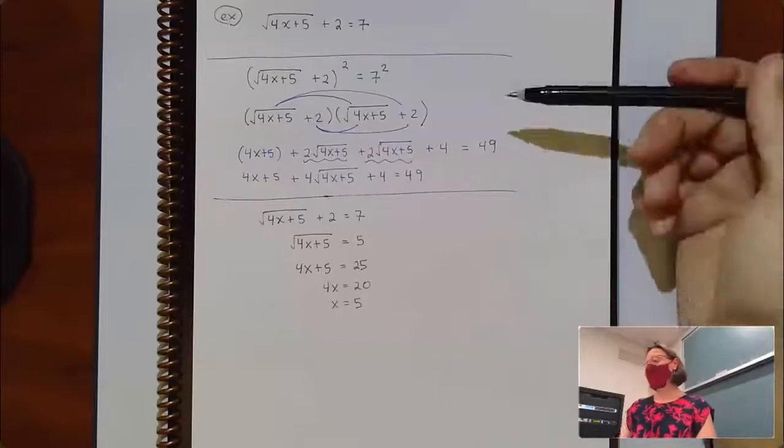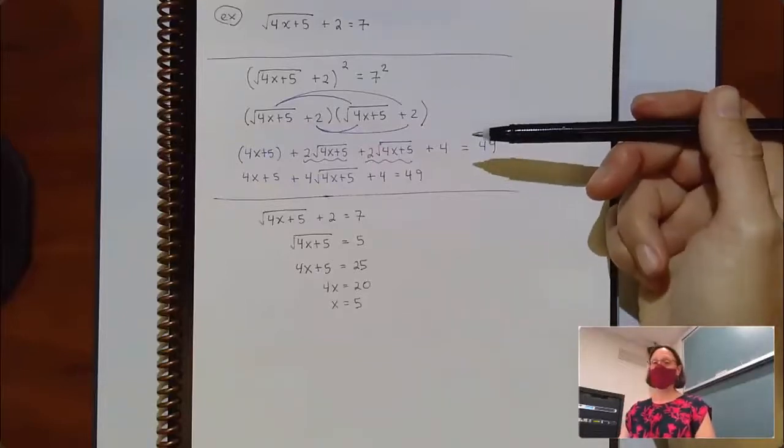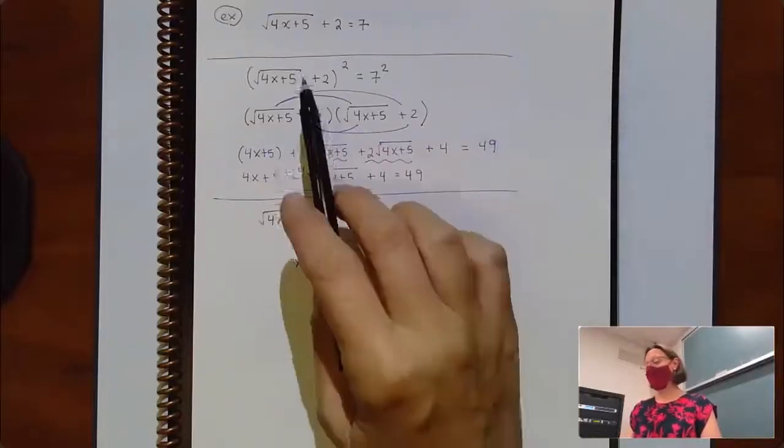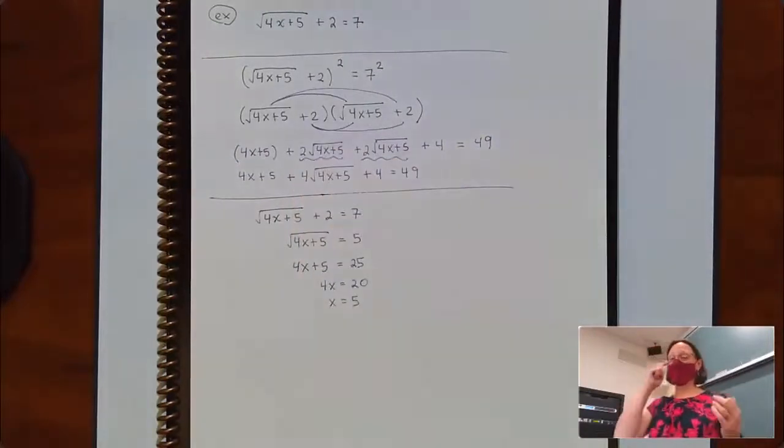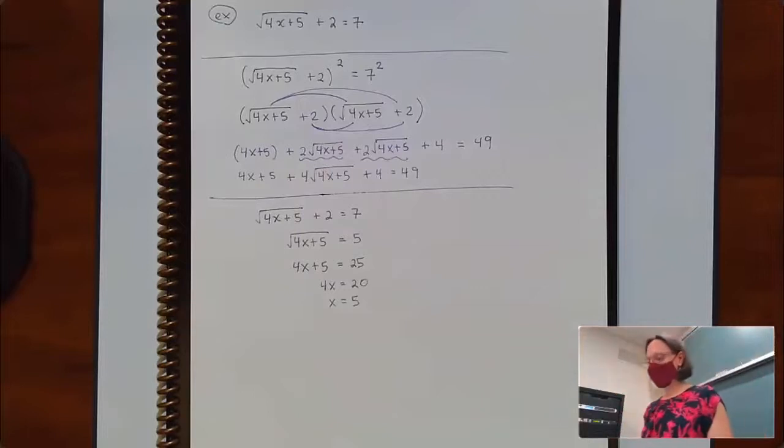So again, there's nothing mathematically wrong about this as long as you have actually multiplied this out when you squared it. It's just that it gets worse, not better.